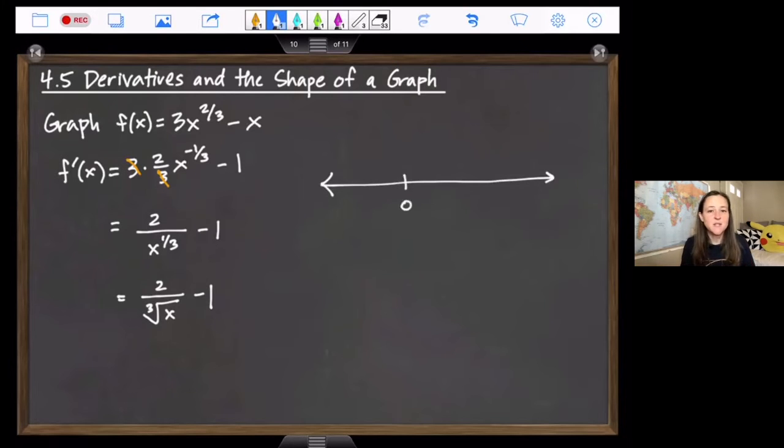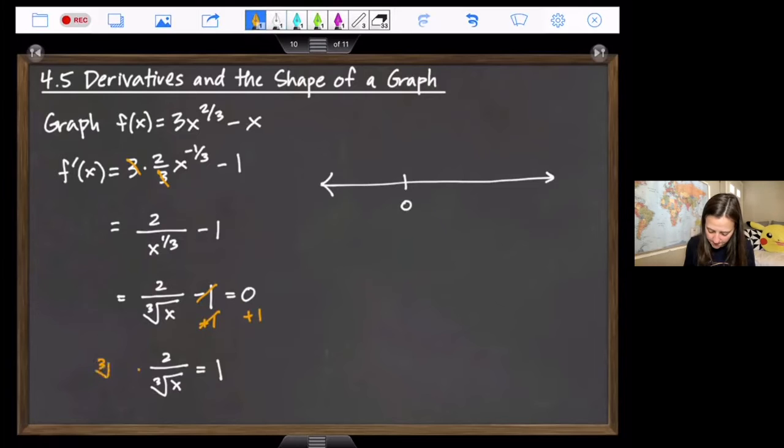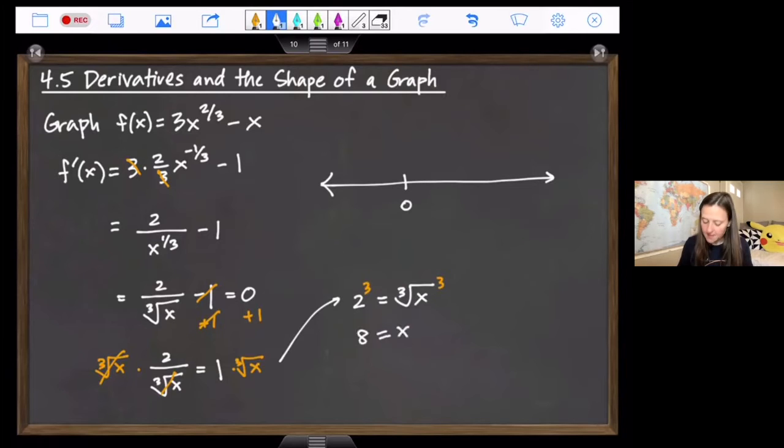And this one actually also is equal to 0. So let's see when that happens. We're going to solve for x. So I'm going to add 1 to both sides. And I get 2 over the cube root of x is equal to 1. I'm going to multiply both sides by the cube root of x to clear out the fractions. And I have just 2 left on the left-hand side, equals 1 times the cube root of x. And we'll just cube both sides to get rid of the cube root. And I get 8 equals x. So my next critical point is at x equals 8.